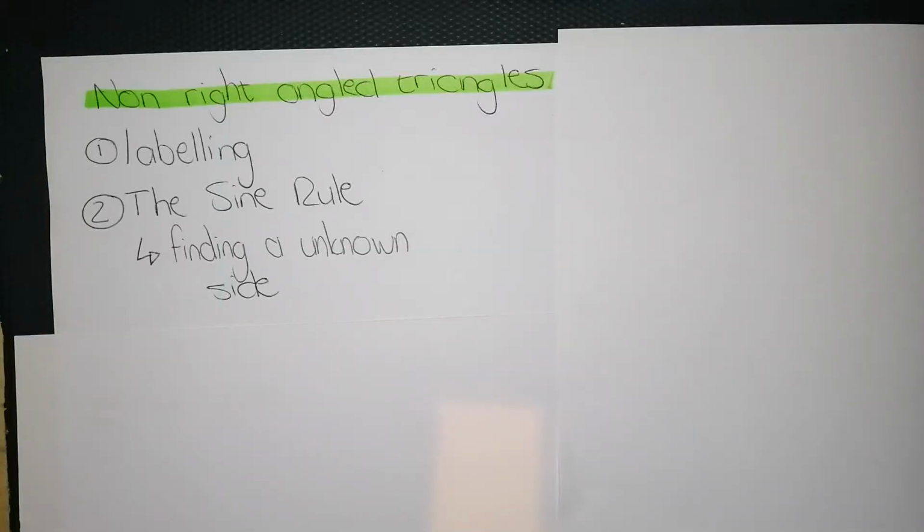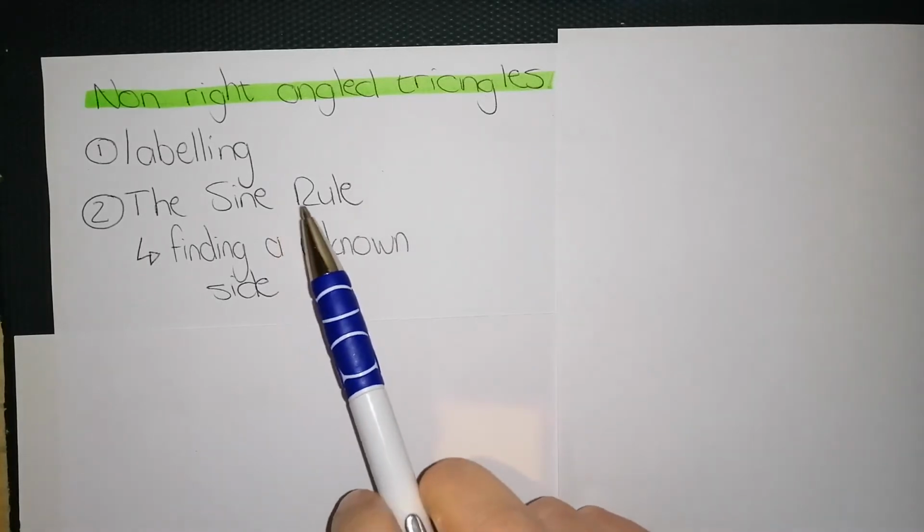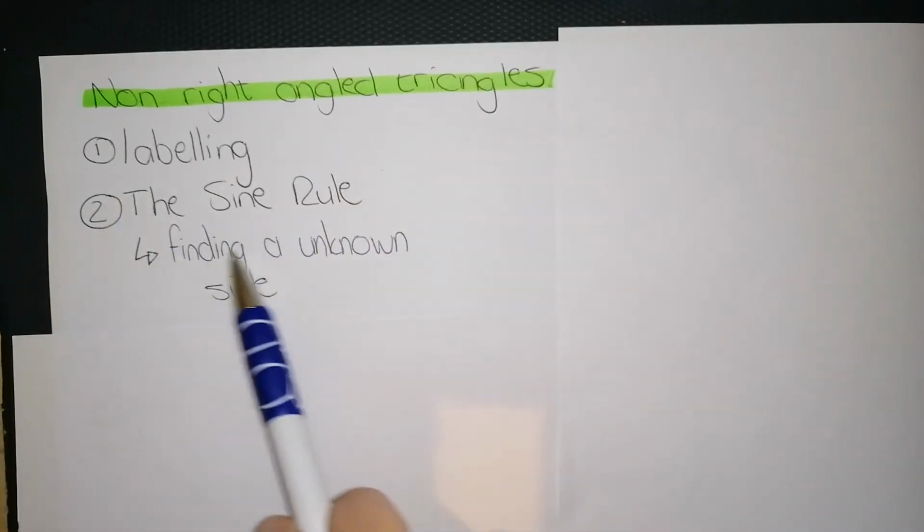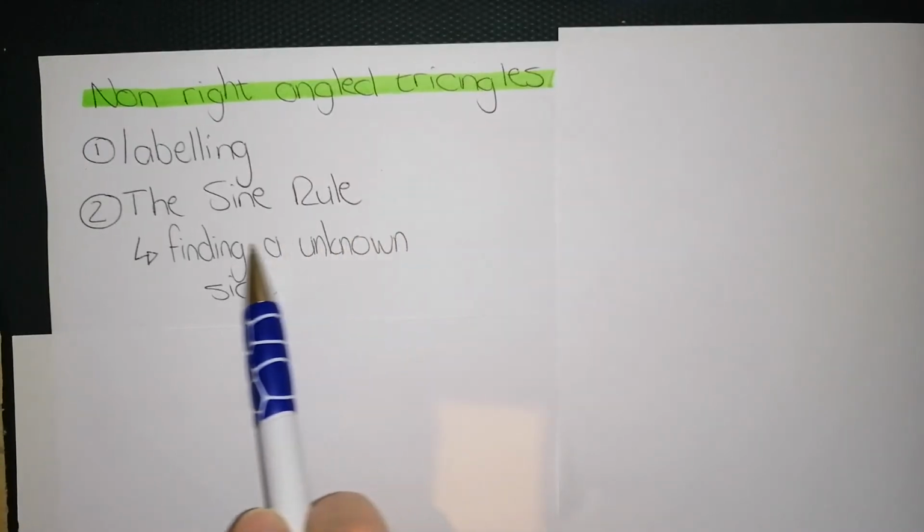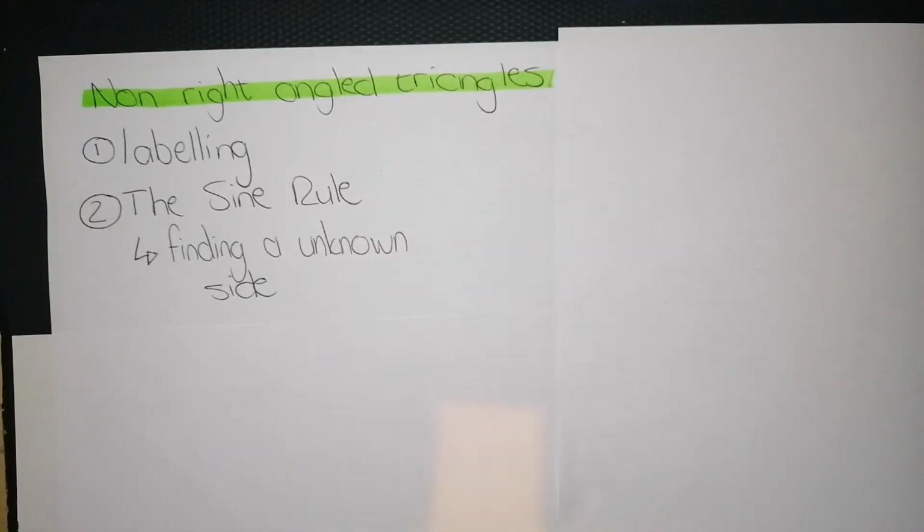Hi guys, today we're going to start with non-right angle trigonometry, specifically the sine rule to find an unknown side. Right, let's get started. With non-right angle trigonometry, the first one we're going to do is the sine rule. With the sine rule, you get two different ones. The first one is finding the unknown side, and the second one is finding the unknown angle.